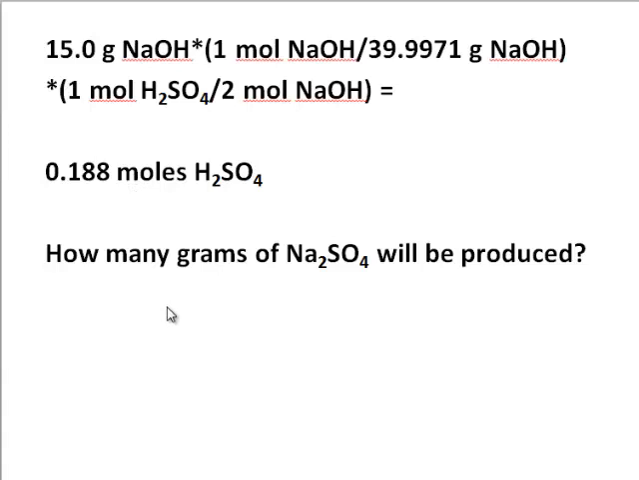Alright, now attempt the additional question. How many grams of sodium sulfate will be produced? Now this is assuming the same reaction. 15 grams of sodium hydroxide reacts. Attempt this before moving on in the lecture.